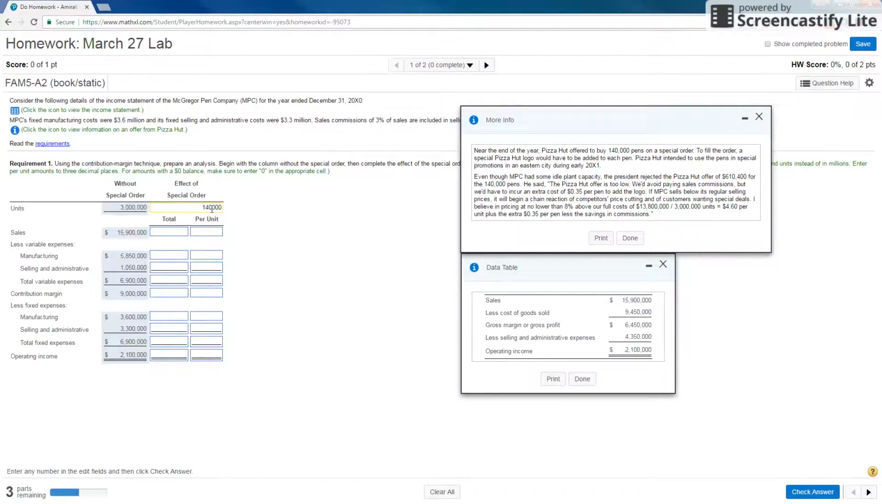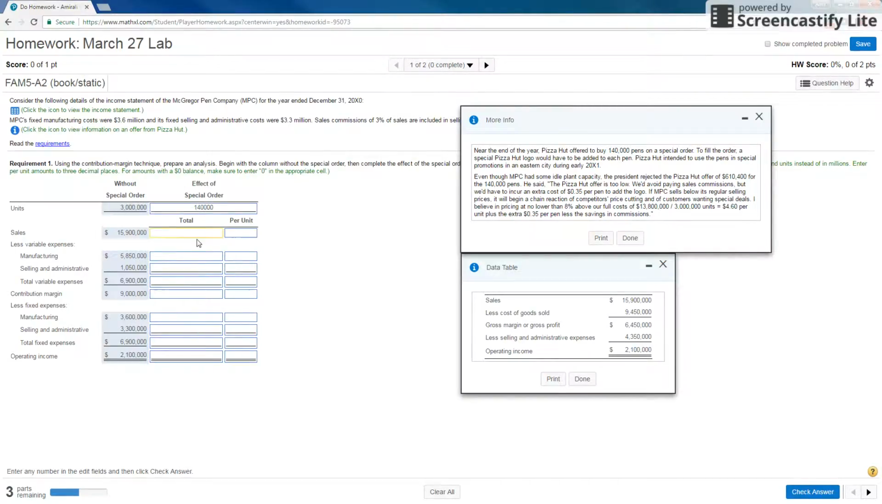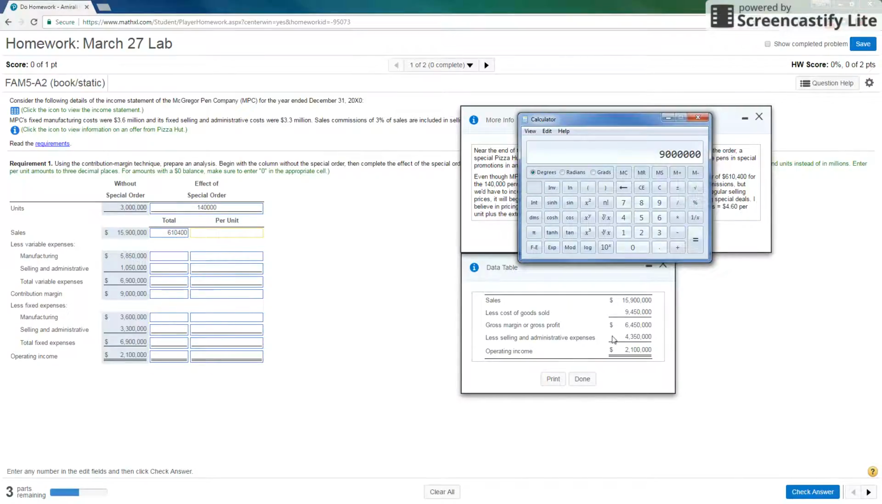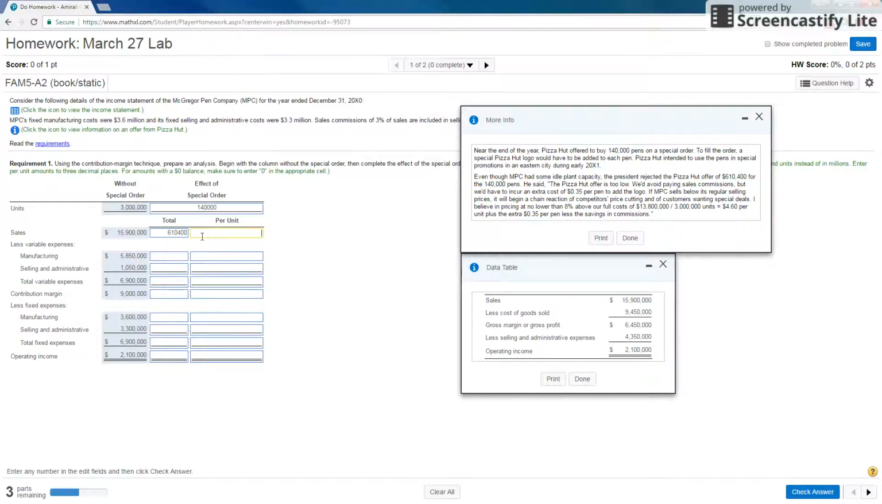If we get this order, we want to sell 140 thousand pens. And what would be our sales price? They offer 610,400. And what will be our per unit price? We have to calculate that. 610,400, that's our sales price, divided by 140,000. So it's 4.36 per pen.